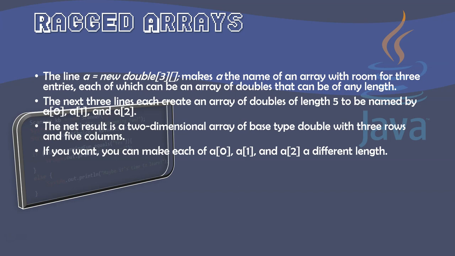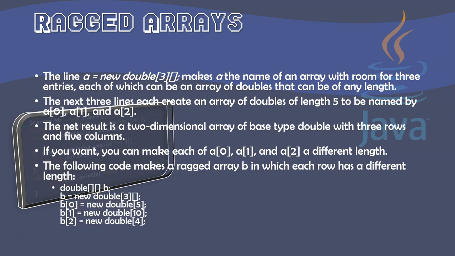However, if we want, we could make each of those individual arrays a different length. A[0] could have its own length, A[1] could have its own, A[2] could have its own. As an example, let's say we have a double array B. In this multidimensional array, we're saying B = new double[3][]. So B[0] = new double[5]. B[1] = new double[10]. B[2] = new double[4]. That means there are 5 columns in the first row, 10 columns in the second row, and 4 in the final row.